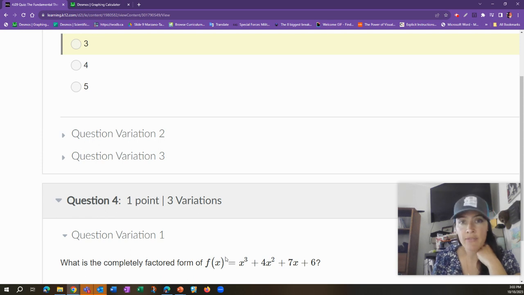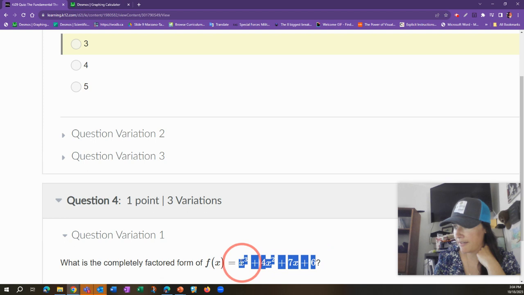I want to use graphs because that's kind of a focus. We know there's going to be 3 roots. They might be complex. They might be real. Let's go find out.